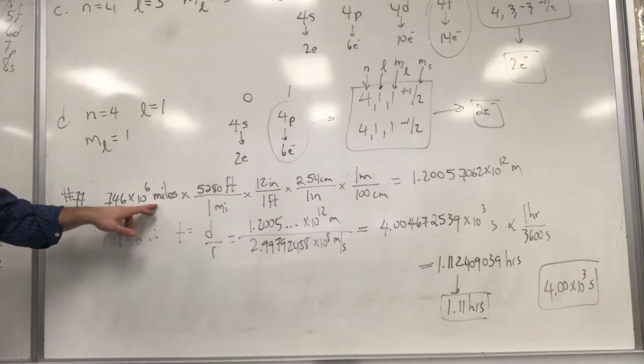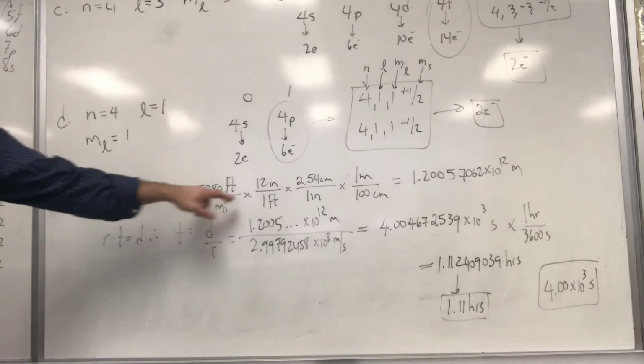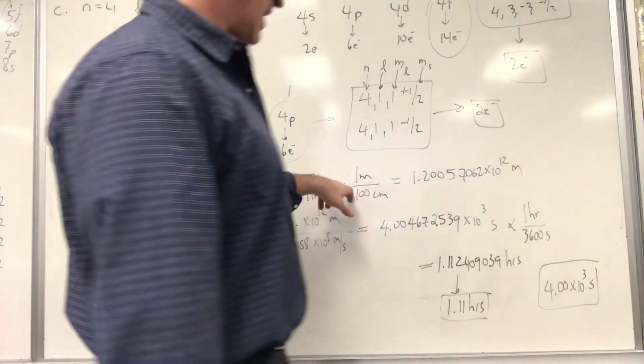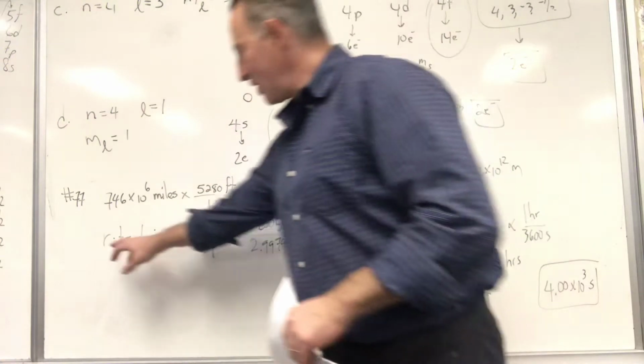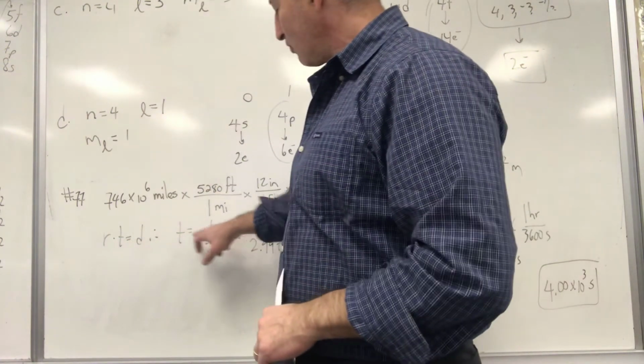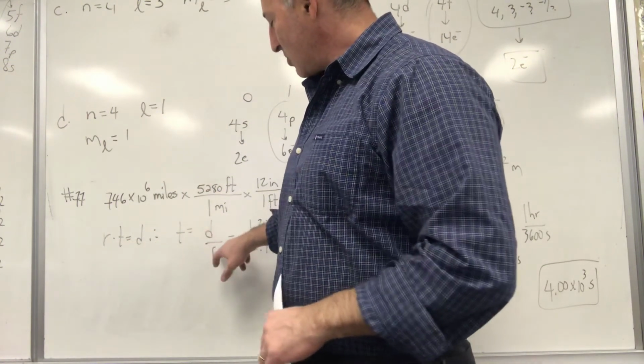So we take 746 million miles, the distance from Earth to Saturn at that particular time, convert it to feet, convert it to inches, convert it to centimeters, convert back to meters. That's how many meters it is. And then we use the rate equation. Rate times time equals distance. We solve for time by transposing the r.